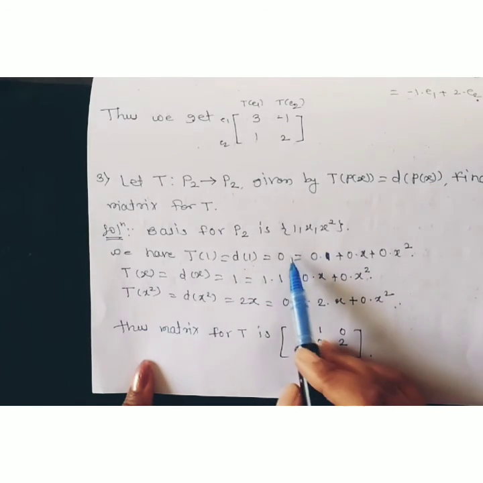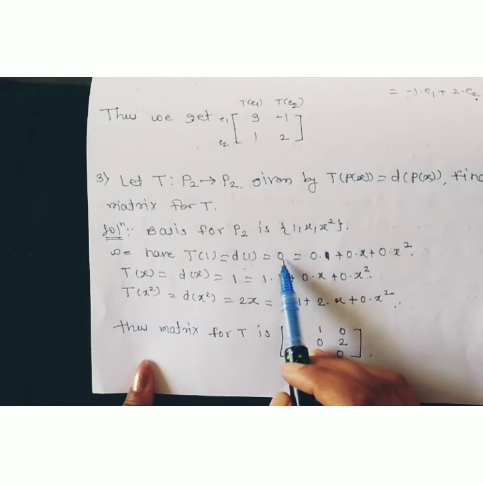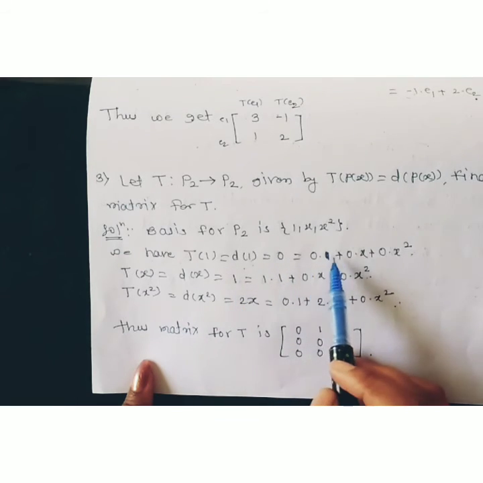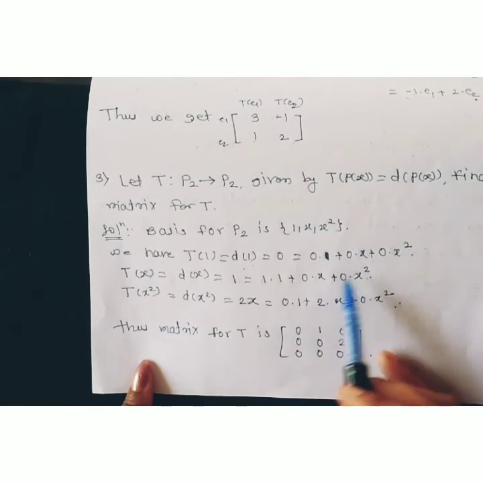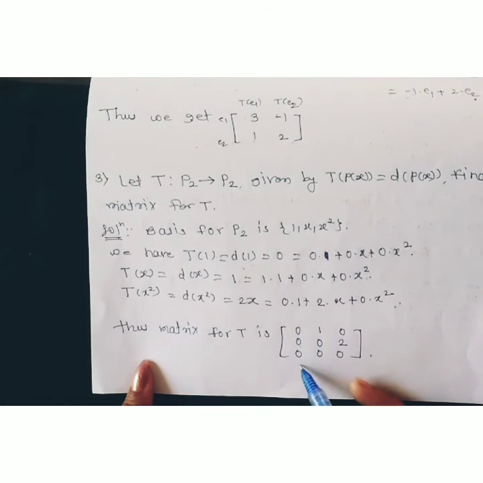So we have to express 0 as a linear combination of these basis vectors 1, x and x square. So how can it be? 0 can be expressed as 0 into 1 plus 0 into x plus 0 into x square, and it's nothing but again 0. So the first column is 0, 0 and 0.